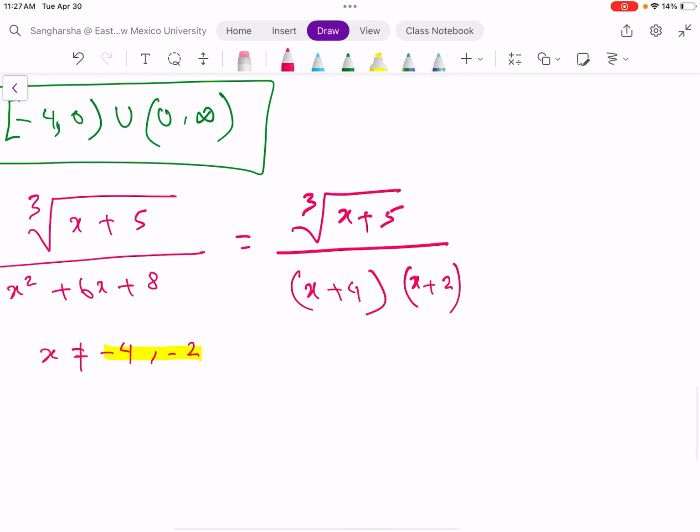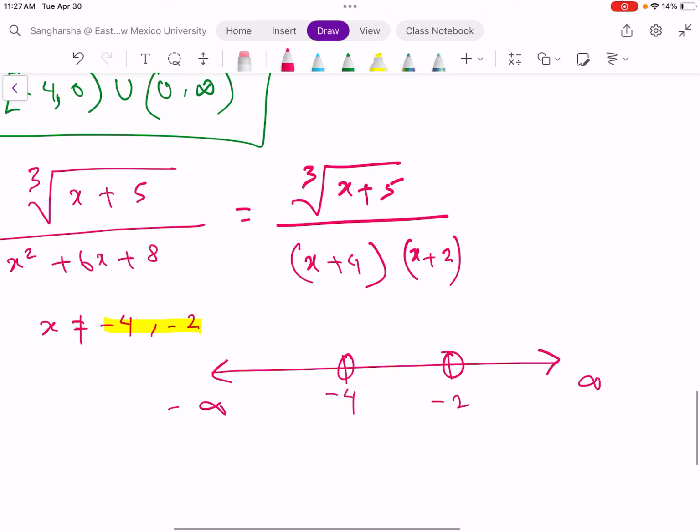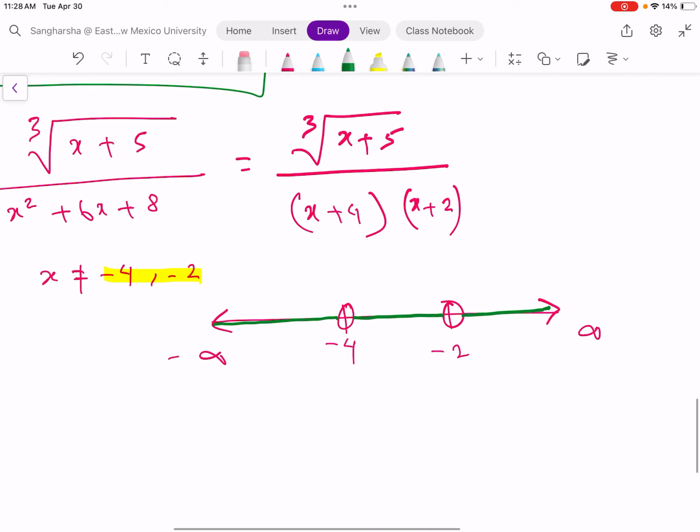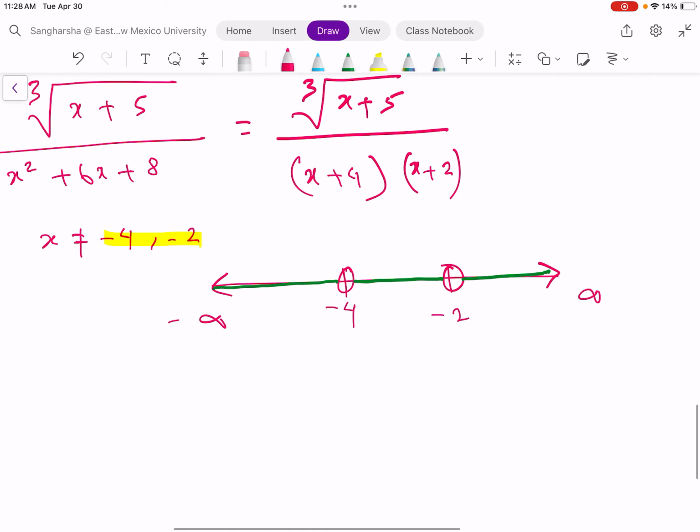It means, so we have a number line, negative infinity to positive infinity. We can't have -4, so open circle. We can't have -2, open circle. But we can have any number less than -4, any number between these, and any number on the right. So our domain is from negative infinity to -4, parenthesis, union from -4 to -2, union from -2 to positive infinity.